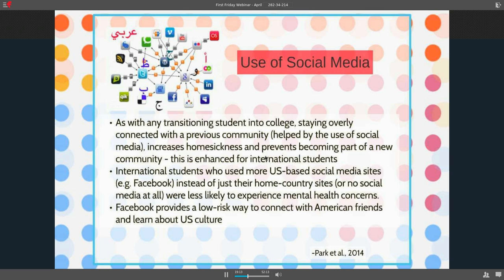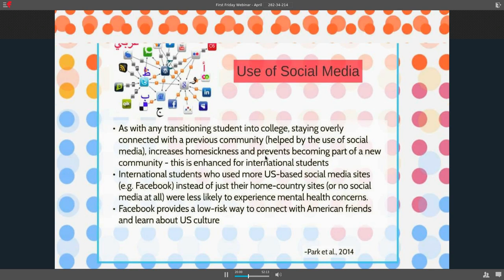And so what is interesting is that international students who are using more U.S.-based social media sites, like Facebook, instead of just their home country sites or no social media at all, were less likely to experience mental health concerns. So if they were taking the time to be on Facebook and try to interact with other students from their host country, they were more likely to adjust a little bit. What's interesting is that Facebook provides a low-risk way to connect with American friends without being as nervous about speaking face-to-face or having people react in an in-person context, and also provides a way for students to learn about U.S. culture. So Facebook has some perks.